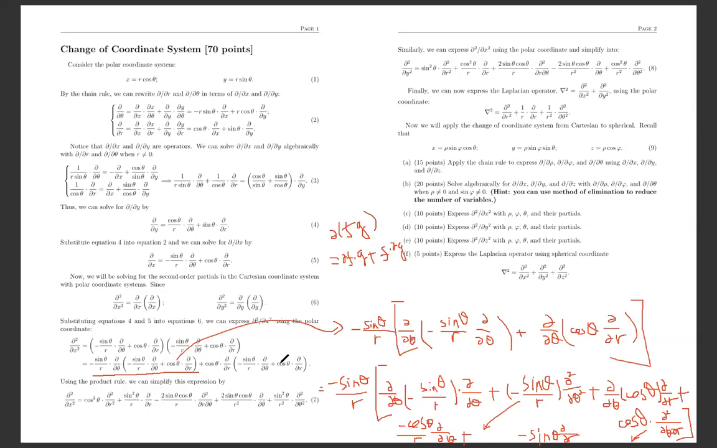Of course, when you do the same thing here, you have another sine theta cosine theta. So that's why there's 2. And you have a sine squared theta over r squared partial of partial theta squared. So right there. Okay. Do the same thing, and you should end up with all the terms here. Okay. Any questions?